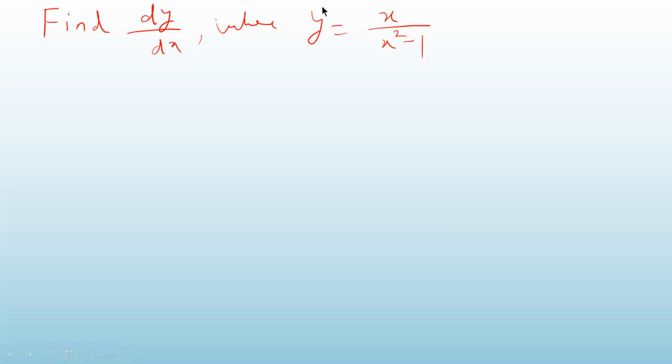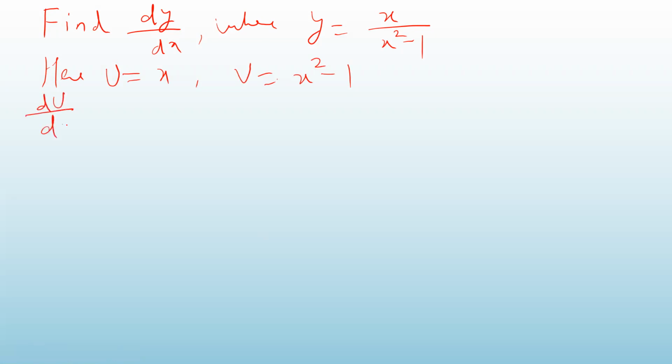Okay. So here in this problem, what is your u? It is x. And what is your v? It is x square minus 1. So let us identify. Here u is x and v is x square minus 1. Whatever is written in the numerator, that is your u, and whatever is written in the denominator, that is your v. Now find out the derivative of u.